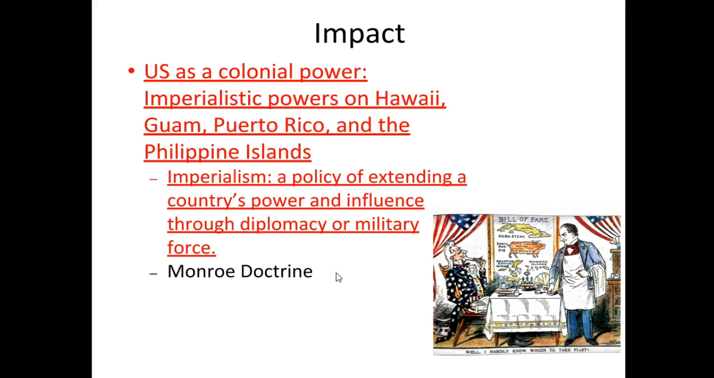And part of this ability to do this was because of the Monroe Doctrine. Remember, the Monroe Doctrine stated that Europe could not get involved in any affairs in the Americas. So that allowed the United States purely to have control over places like Latin and South America.